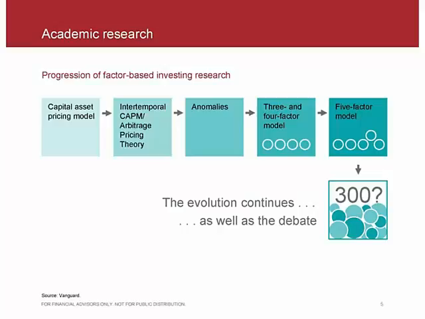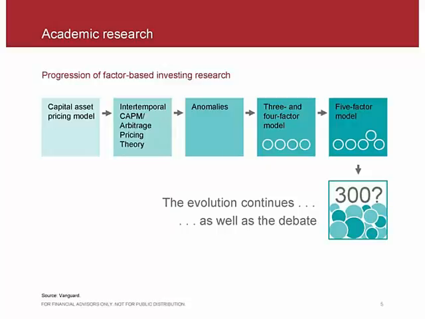research on things such as the three-factor model from Fama and French, with the market, value, and small cap factor. And then Carhart adding in the fourth factor, momentum. So the four-factor model, now we have a five-factor model, and even beyond that, we have the number 300 down there.